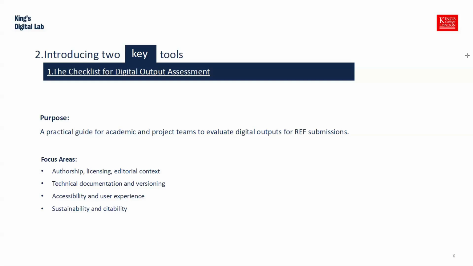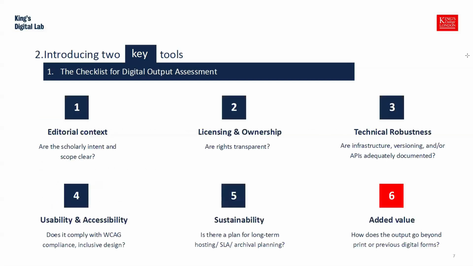It is a practical self-assessment guide which prompts reflection, among other things, on authorship, licensing, documentation, and sustainability. It's intentionally designed as a lightweight and flexible tool, and it really helps researchers to articulate how their digital work meets the REF criteria. There are 12 assessment criteria overall. I'm not going to go through all of them, just to give you an idea: things about editorial context, licensing, technical robustness, and so on. The idea is to have people think about these criteria in a very direct way.